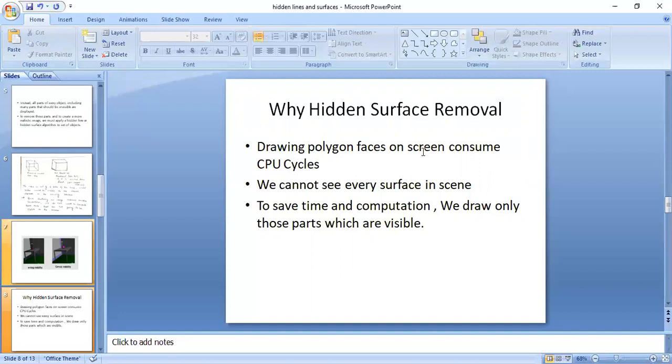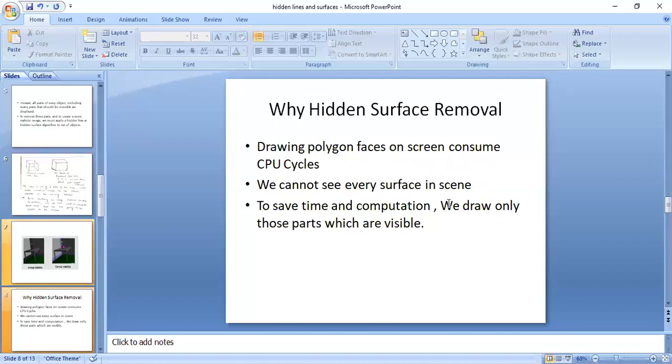Drawing polygon faces on a screen consumes CPU cycles. Mostly an object is composed of polygons. We cannot see every surface in the scene, because just imagine a complex scene. We are not talking about 2 or 3 objects. An entire lively scene may include hundreds of objects, and you cannot see every surface. I'm talking about every surface.